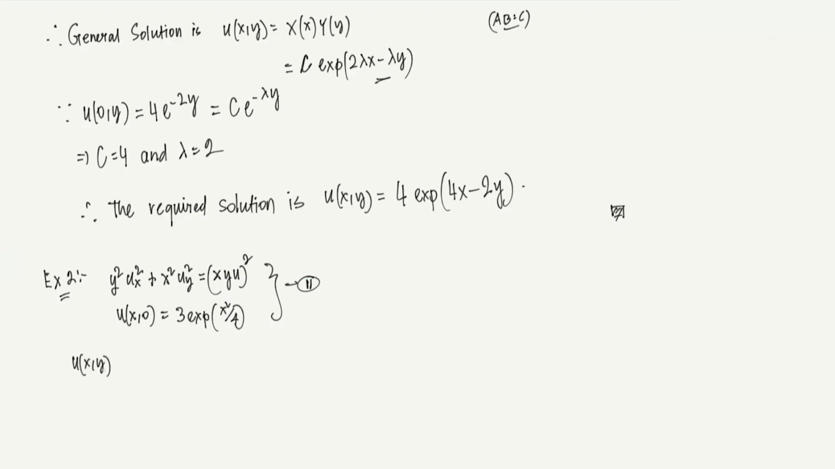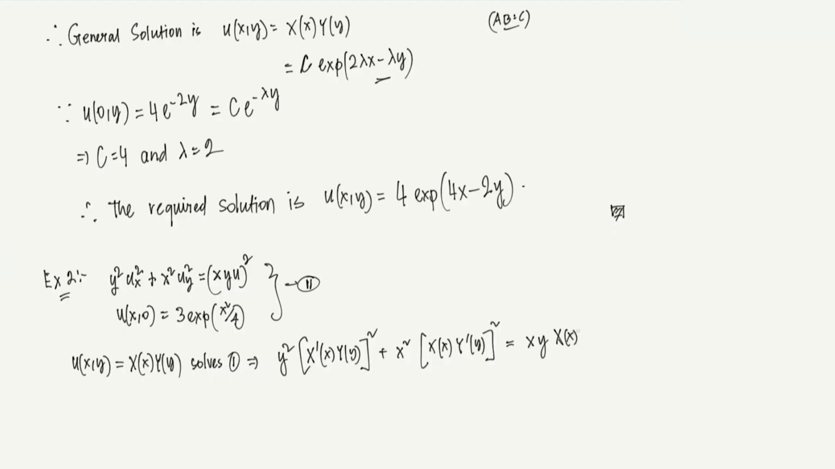Again, what we do is we use separation of variables. So u is a function of x times a function of y, say u equals X(x)Y(y). Once you do this, what do you get if you put all of this together? You have y squared times (X'(x)Y(y)) squared, plus x squared times (X(x)Y'(y)) squared, equals x y times (X(x)Y(y)) squared.